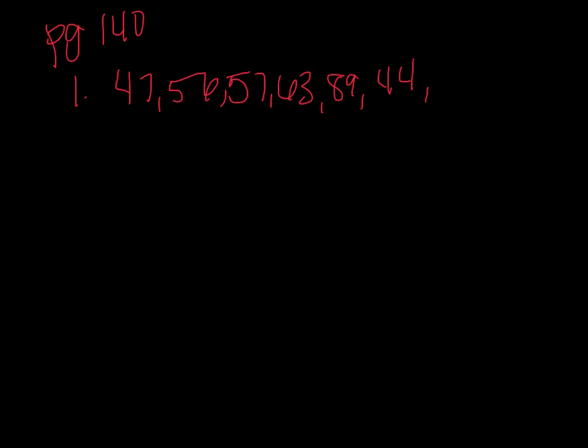So for number 1, it says 47, 56, 57, 63, 89, 44, and 56 again. I need to find the mean, median, and mode of each group of data. If the answer is not an integer, round to the nearest tenth.